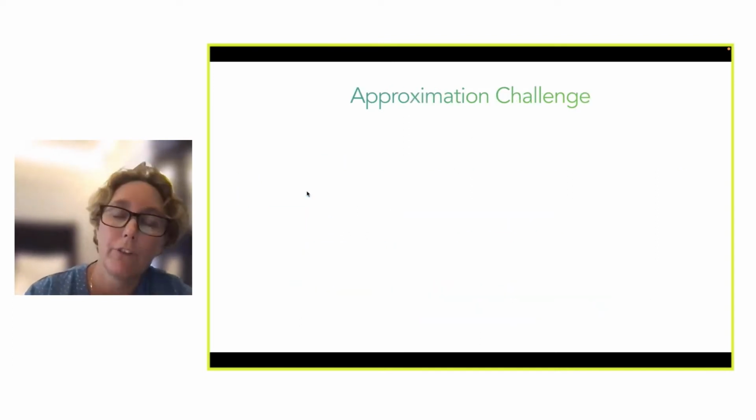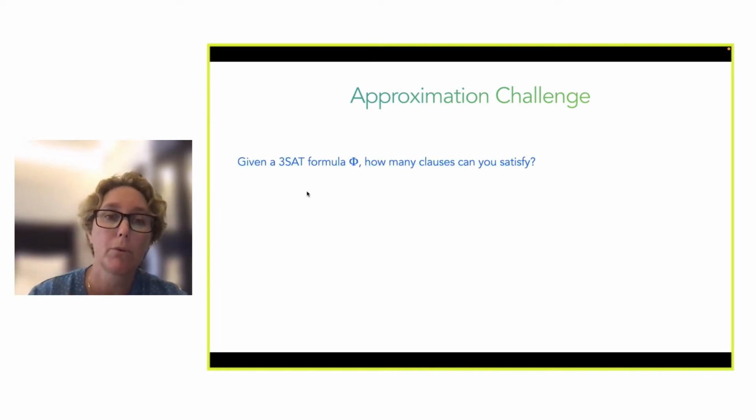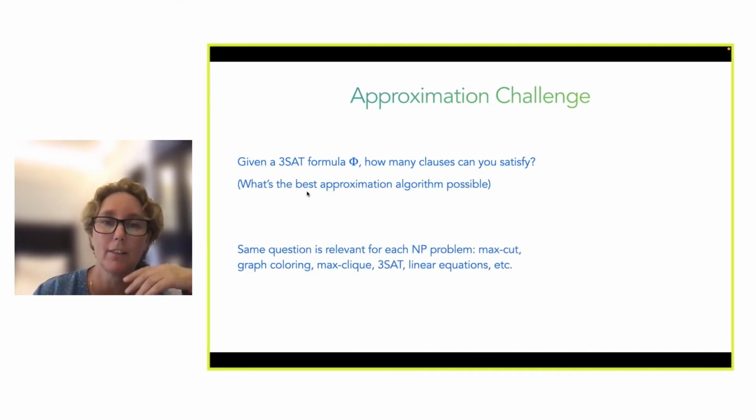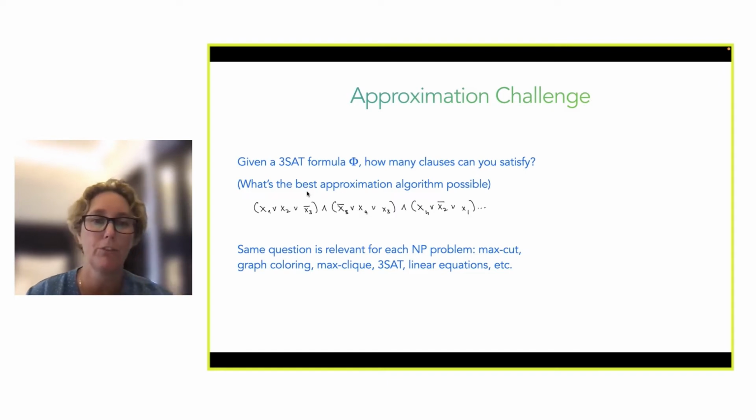Okay, so we saw that the PCP theorem has some implication towards hardness of approximation. But let's check exactly how much. So suppose I'm given a 3-SAT formula phi, and I ask how many clauses can you satisfy? Oh, I see I have some animation problem.